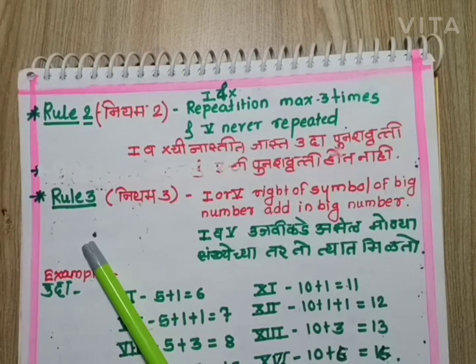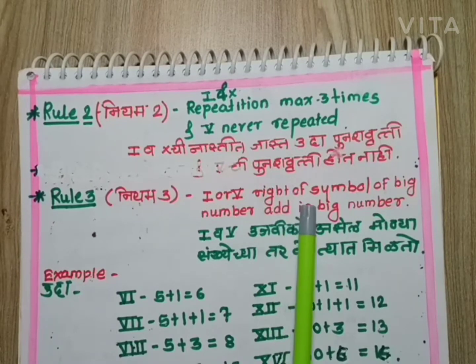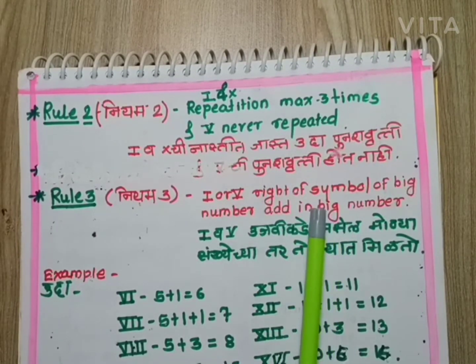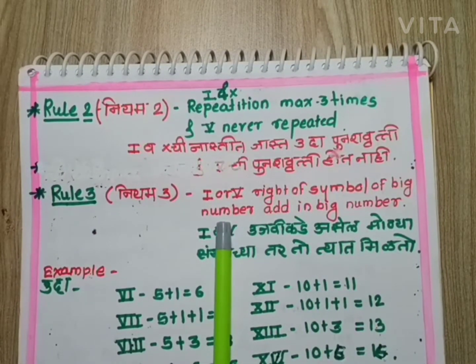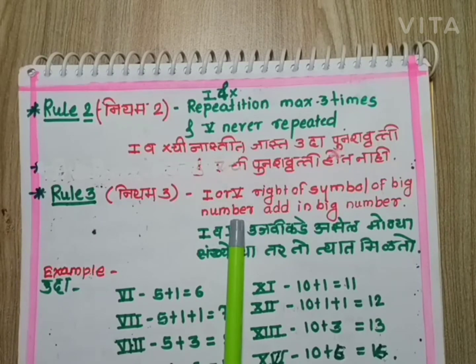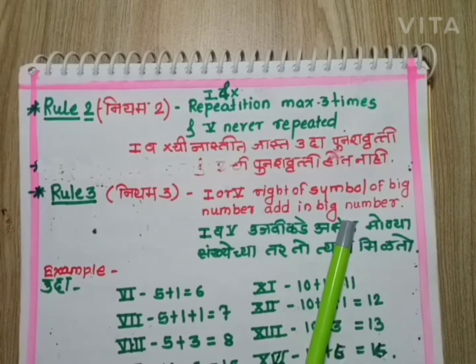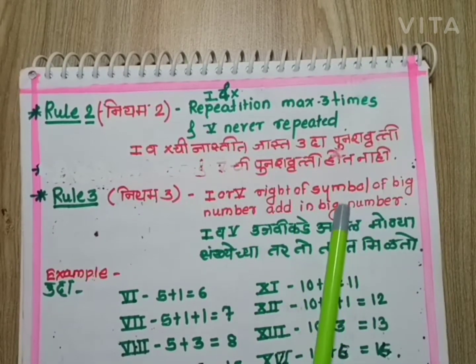Rule number 3 says that if I or V is written on the right of the symbol of a bigger number, then the value is added to that bigger number.